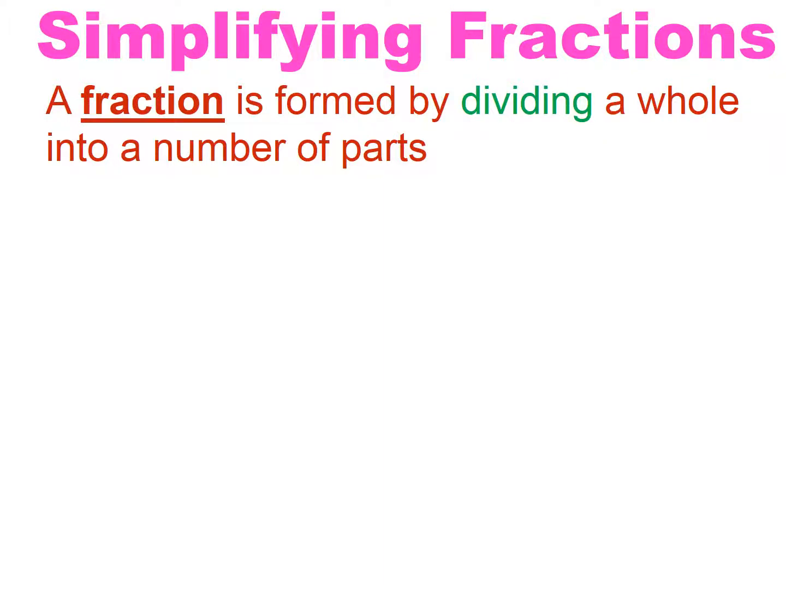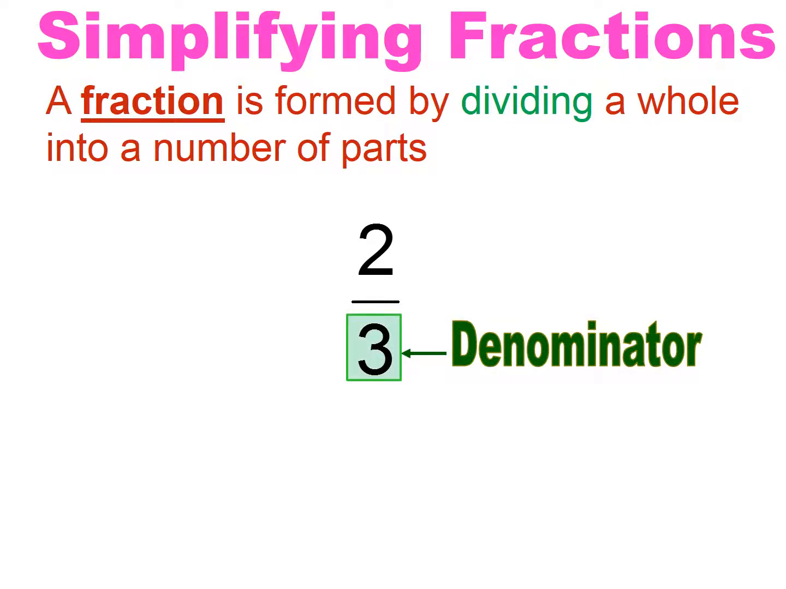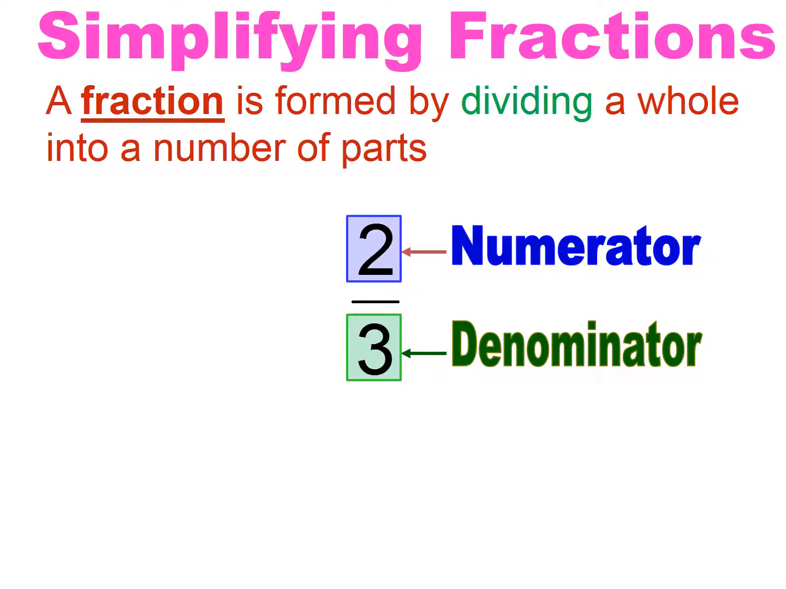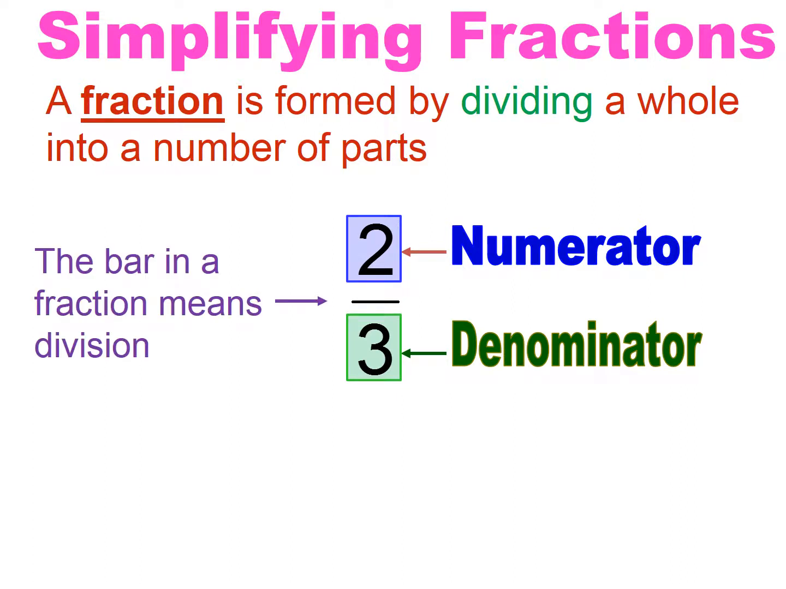Simplifying fractions. A fraction is formed by dividing a whole into a number of parts. An example of a fraction is 2 over 3, or 2/3. The bottom number is the denominator. The top number is the numerator. And the line that separates them is the division symbol, or the bar for the fraction, and it means division.